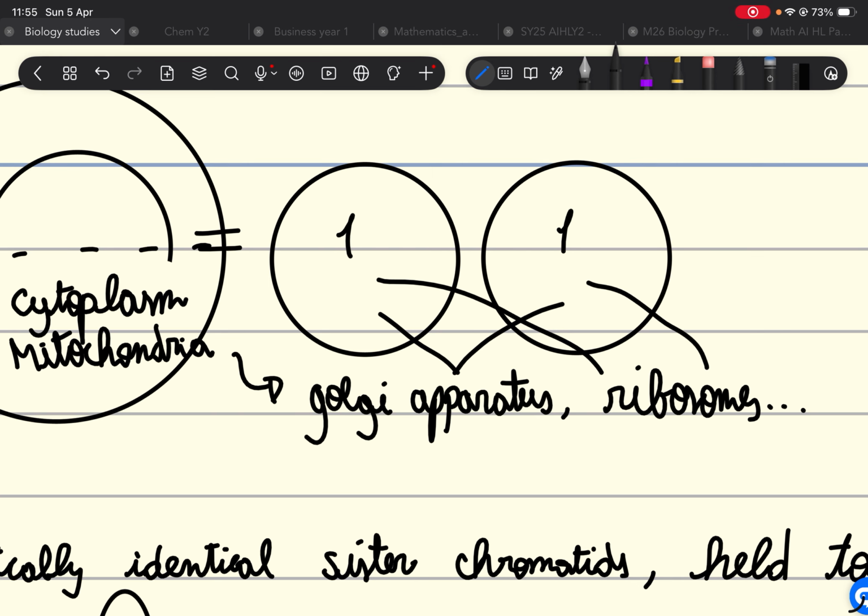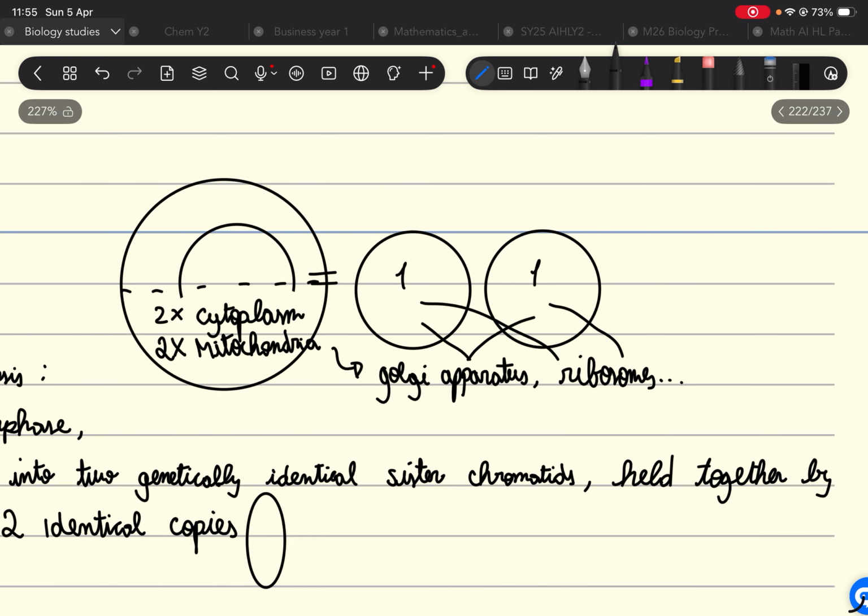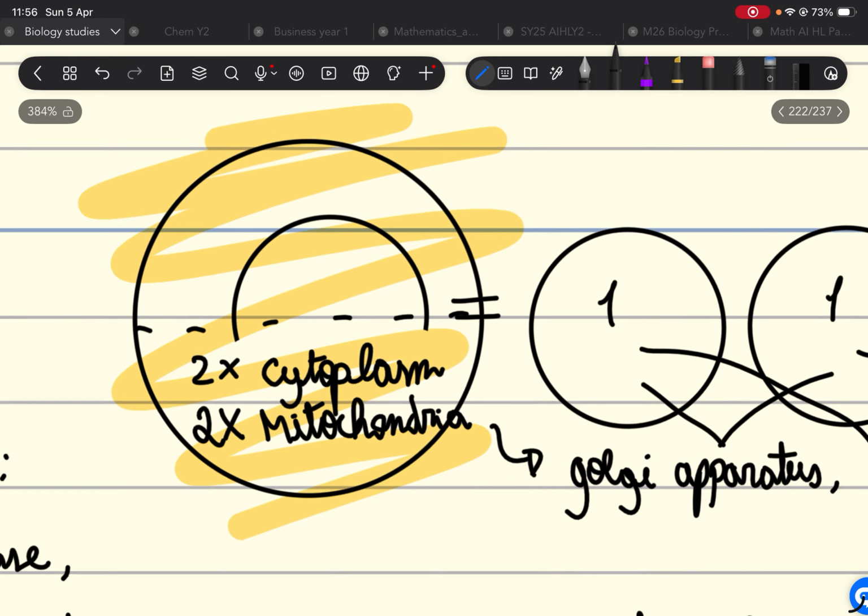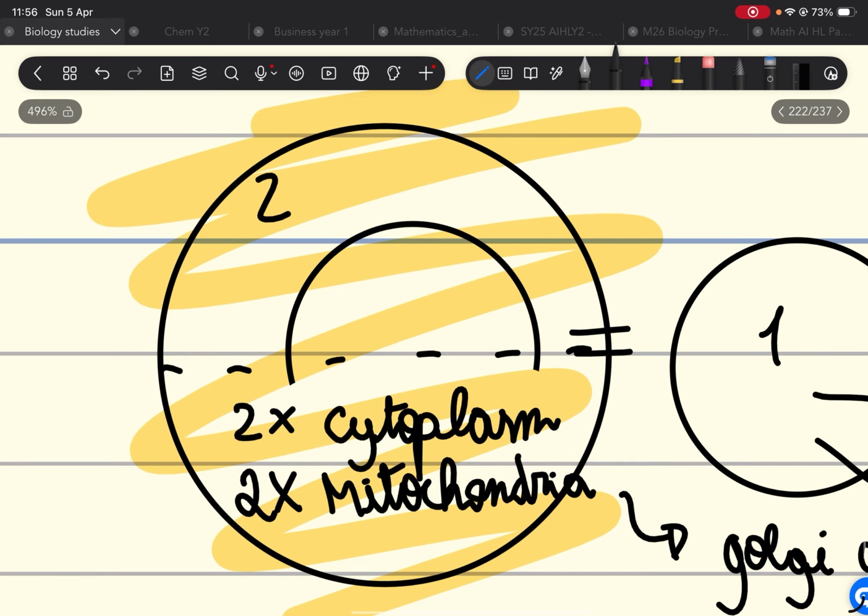So why does it have to be equal? Why does it have to be exactly equal? Because we're making sure that we have cells to perform the exact same functions as were present in the first cell. So we want to make those exact same functions. And also, the most important is double DNA, the genetic material.